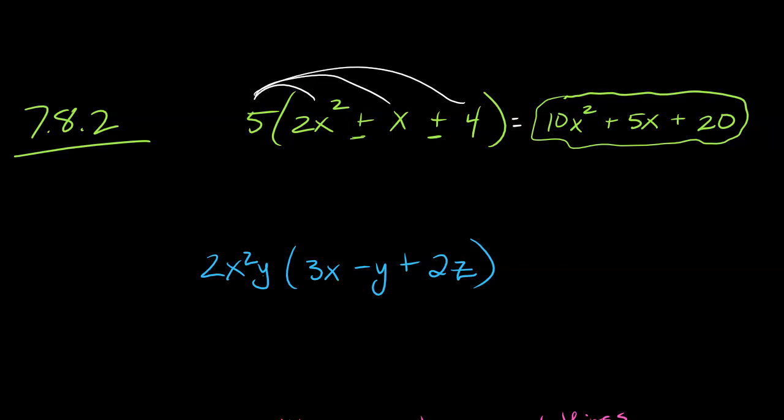So I'd like you guys to try the blue one on your own, okay? You're going to take 2x squared in the front and multiply it times each one of these 3 separately. So your final answer will be 3 separate things, 2x squared y times each one of them. Why don't you guys see if you can do that one?